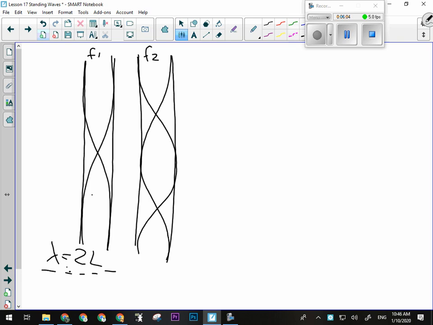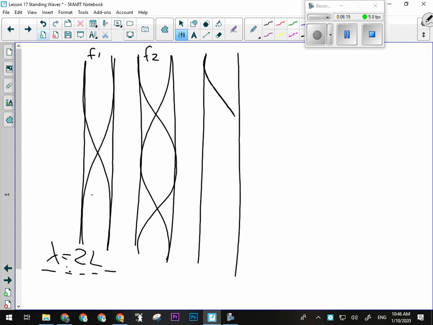So in this one we have a full wavelength in there and we get a sound because there's an antinode at each end. And then the next one, we'll have this waveform.